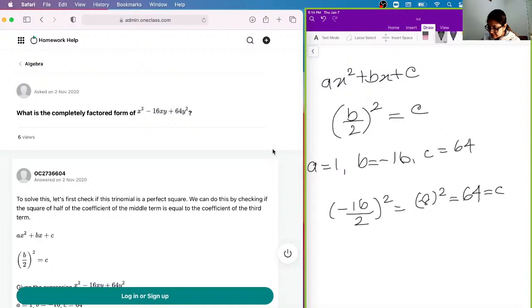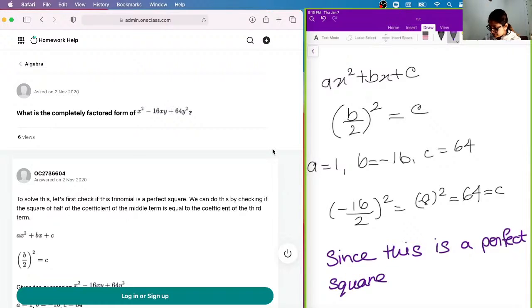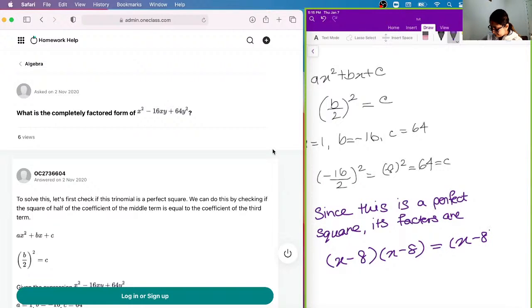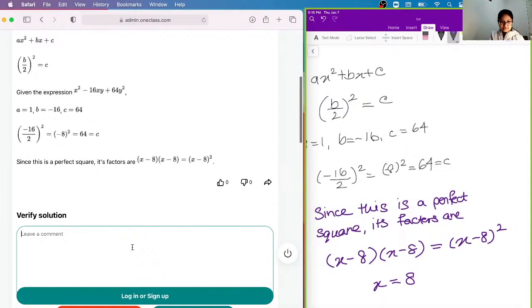And so since this is a perfect square, its factors are x minus 8, x minus 8, which is x minus 8 squared. And so this is what they got.